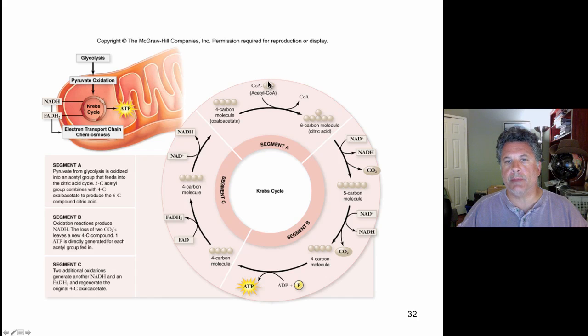Where did those two carbons come from? They came from pyruvate. Remember, pyruvate lost one of its carbons as carbon dioxide. And the oxidation of pyruvate and this Krebs cycle is taking place in the matrix of the mitochondrion.